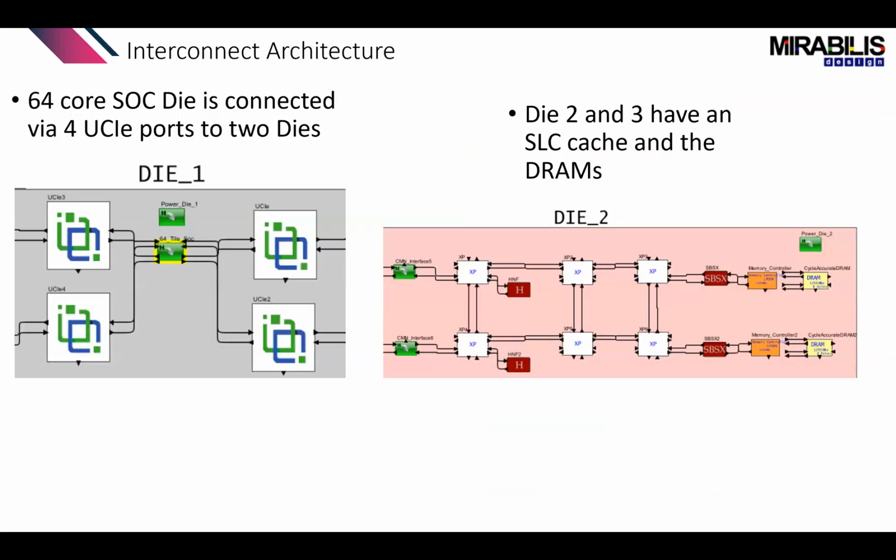Now, here what you can see is the two dies. So the die 2 and die 3, which are the dies on either side, are identical. Die 1, which is the middle one, is the one that has all the clusters, and it has the complex NOC that connects all the clusters and the UCIes together.